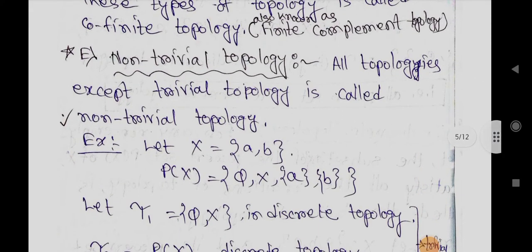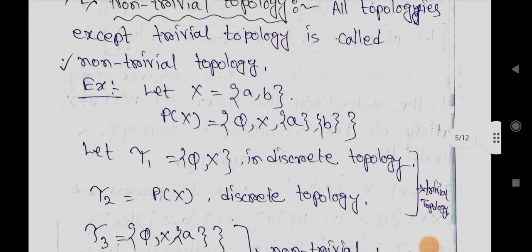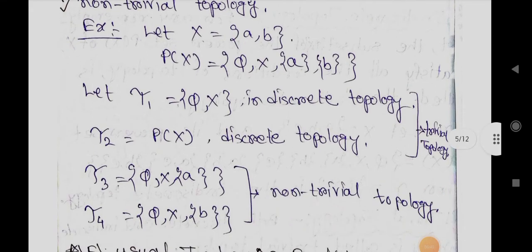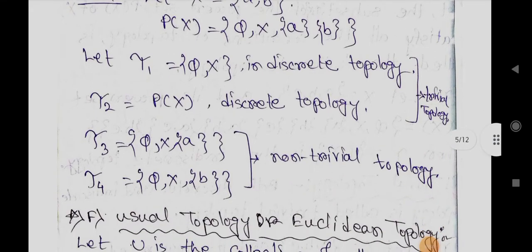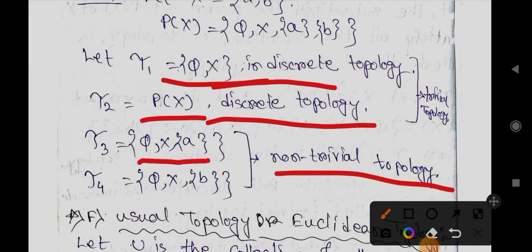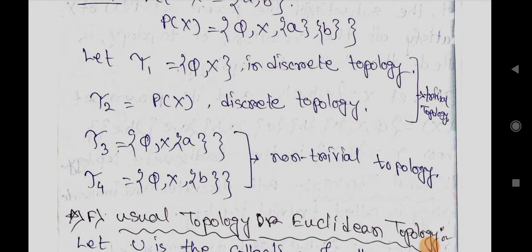Next, number 5, non-trivial topology. All topologies except trivial topology are called non-trivial topology. Let X equal {a, b}, then P(X) equals {phi, X, {a} and {b}}. Then tau 1 equals {phi, X} is indiscrete, tau 2 equals P(X) is discrete, and tau 3 equals {phi, X, {a}} is a non-trivial topology, and tau 4 equals {phi, X, {b}} is also a non-trivial topology.